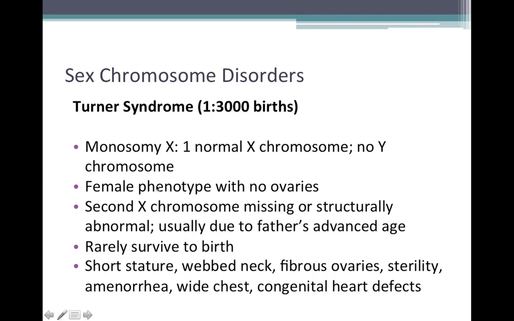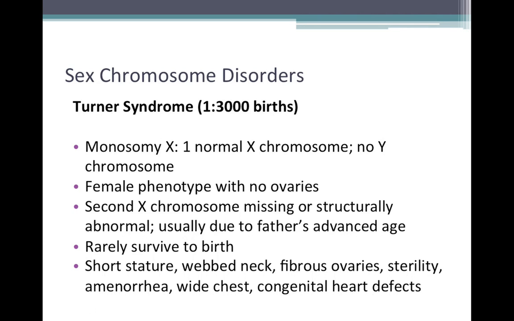So what happens is that they do have a female phenotype. They're going to look more female. However, the ovaries don't properly develop, and they're going to have more of a short stature, webbed neck, and wider chest. They'll be sterile. This is usually associated with things like congenital heart defects and lack of menses, or basically amenorrhea. It's typically associated with advanced father's age. So if the father is a little older, like an older paternal age, they're more likely to have Turner syndrome.